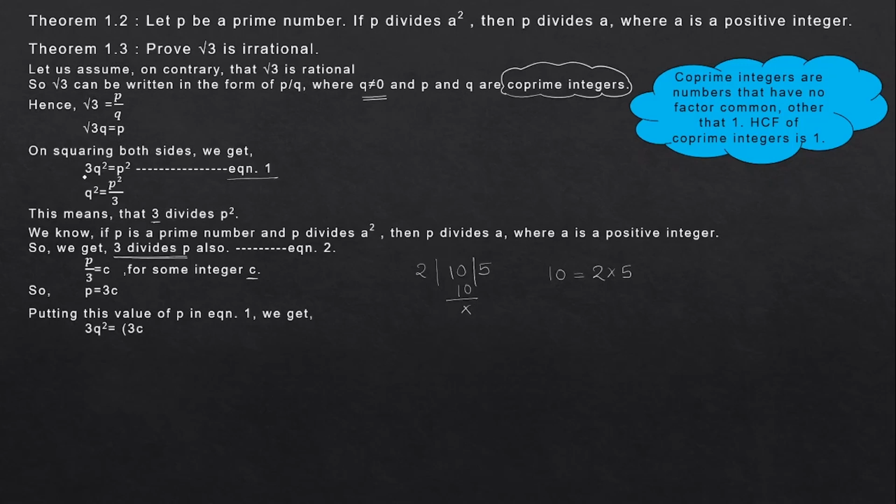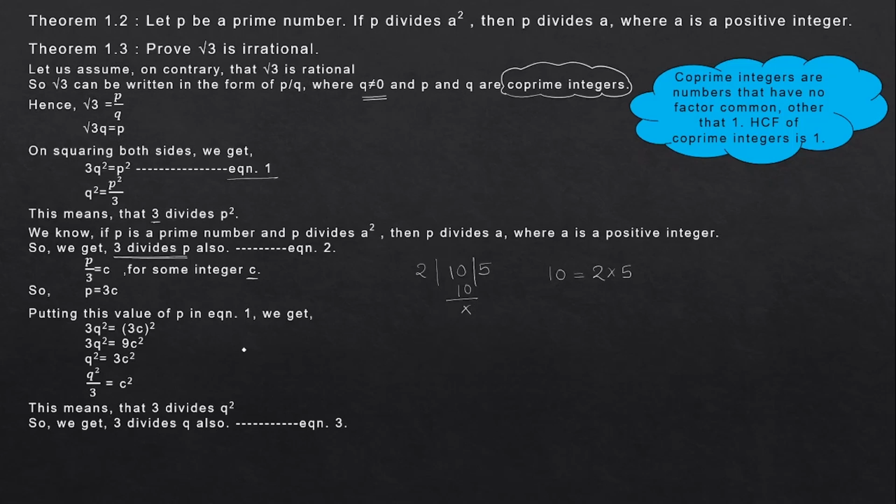Now this value of p equal to 3c, we will put in the first equation. What will I get? We will get 3q square is equal to, in place of p we write 3c, 3c the whole square. Open the brackets, 9c square, divide by 3, 3c square, and on rearranging we get q square divided by 3 is c square. Again, what does it mean? It means 3 is dividing q square, and from the above theorem, since 3 divides q square, 3 divides q as well.